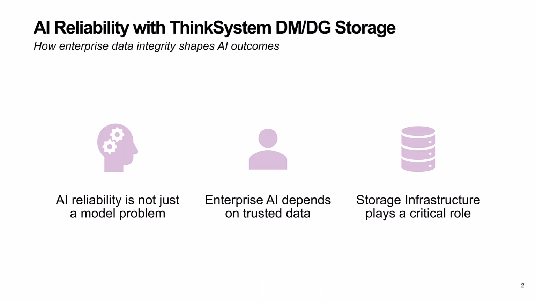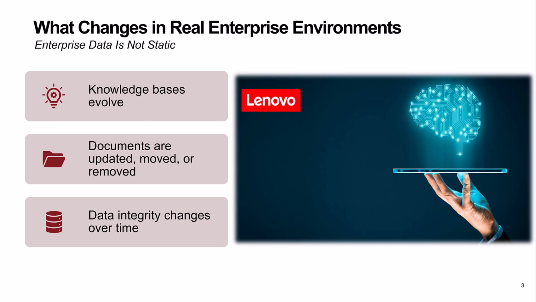When AI gives the wrong answer in the enterprise, it's rarely because the model changed. It's usually because the underlying data changed. Enterprise AI is completely dependent on trusted data, and that's where infrastructure plays a critical role. In real environments, enterprise data is not static. Documents are updated, moved, deleted, or modified all the time. And every one of those changes is immediately reflected in AI outputs, whether we notice it or not.